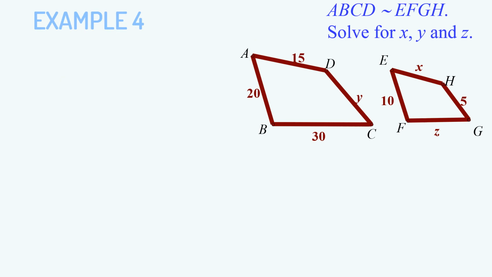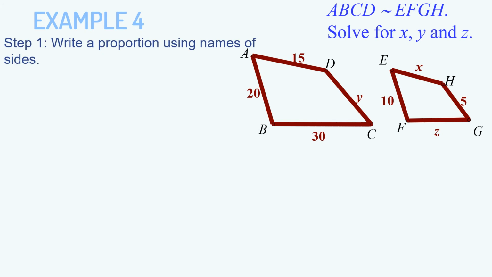Let's make a new example. In this example, we have quadrilateral ABCD similar to the quadrilateral EFGH, and what we need to do is to find the values for X, Y, and Z. We can proceed finding any of these values, but in this case, let's begin by finding the value of X. I notice that X corresponds to the segment EH, and side EH corresponds, in the other polygon that we have here, to the side AD.